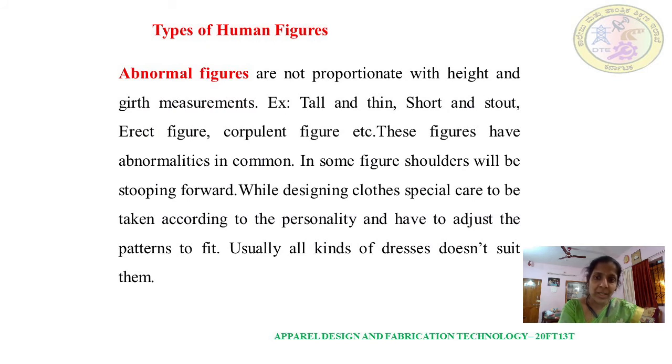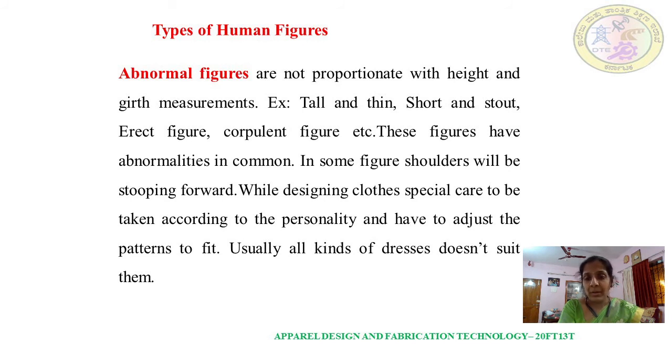Now, let us see what is abnormal figure. Abnormal figures are not proportionate in height or weight or girth measurements. Girth measurements are nothing but circular measurements or circumference measurements. Examples are tall and thin figure, short and stout, erect figure, corpulent figure, and many more examples are there. These figures have certain similar abnormalities in common.